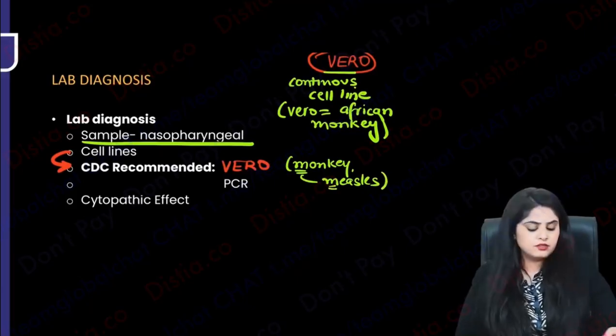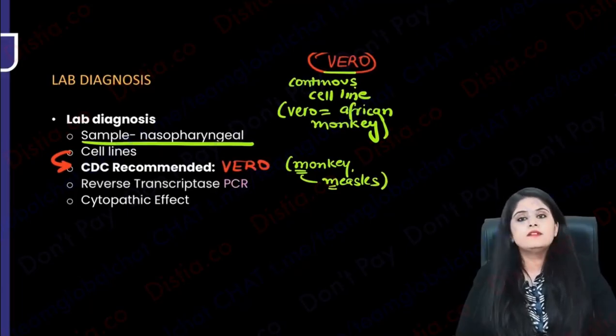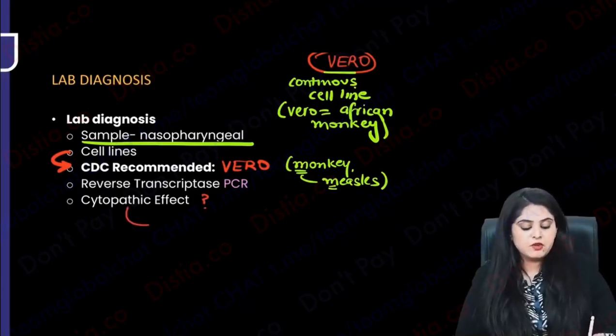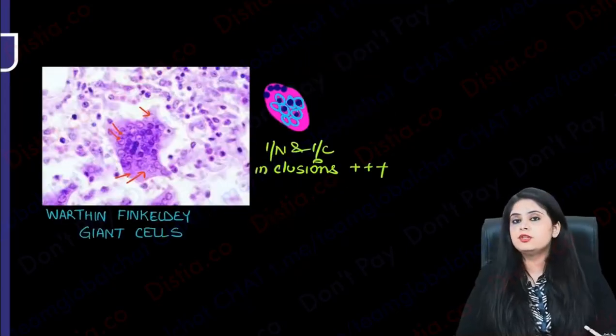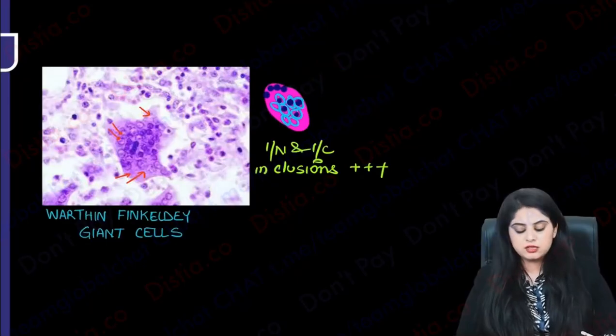It is an RNA virus. What kind of a polymerase chain reaction will I do? And we know PCR is the best thing to do. So what is it going to be? RNA virus, reverse transcriptase, understood. And what is the cytopathic effect? This we've already studied. The famous Warthin-Finkeldey giant cells is what we are going to see under the microscope. Quickly showing you, Warthin-Finkeldey giant cells show you intranuclear and intracytoplasmic inclusions.